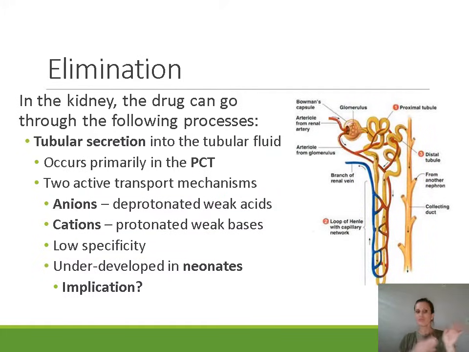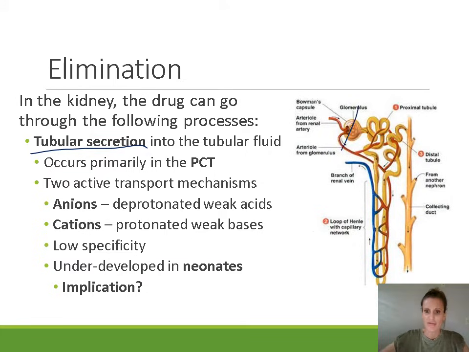So we said that a drug that's going through the kidney can go through multiple processes. We said filtration. It can also go through tubular secretion. Secretion is when we purposely pump something into the tubule. So it didn't get filtered out at the glomerulus, but we can then later pump it into the tubule so that it can be eliminated from the body.